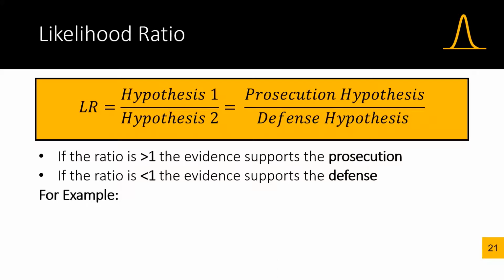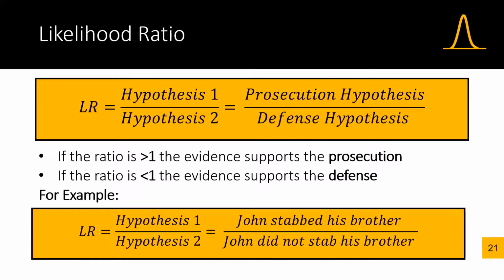Compared to random match probability, likelihood ratio is expressed as a ratio of hypotheses, with the top of the ratio representing the prosecution hypothesis and the bottom the defense's hypothesis. Now this sounds confusing, but given the example of John stabbing his brother, the prosecution hypothesis may be that John stabbed his brother while the defense hypothesis may be that John did not stab his brother.